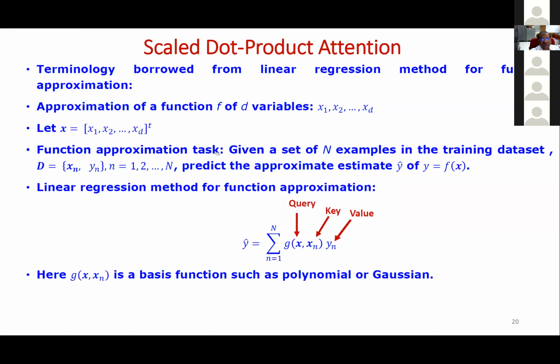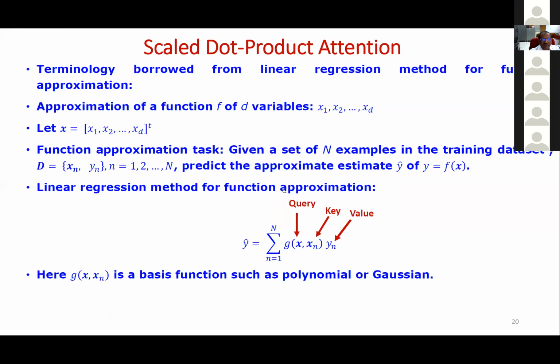So what is the function approximation task here? Given a set of n examples in the training data set, where I have xn, which is the nth example, and the corresponding desired output, which corresponds to the value of this function for that example xn. If I collect n such examples, now I want to build a model which after training can predict the estimate of y equal to f of x, where x is some new example, and I want to estimate the corresponding value of f of x. We will not get exactly the same f of x, we will get only an estimate of that, that's the y hat. There are a number of methods to perform this function approximation task.